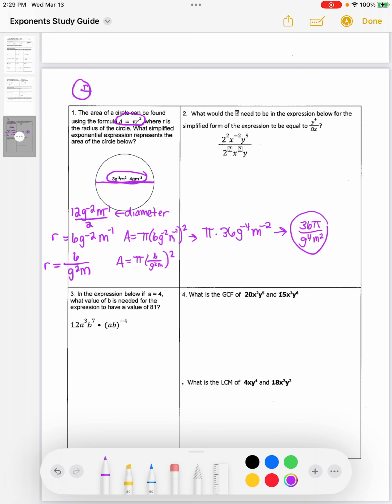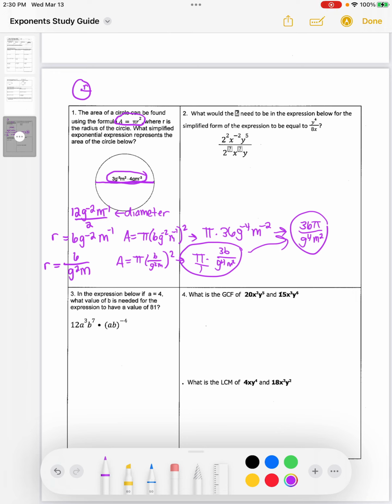Using the other expression, we could take this fraction and still use the power rule, and we would get pi times 36 in the numerator, since 6 squared is 36, and then when we use the power rule in the denominator, g to the fourth, m to the second. And this expression here, pi times that, is the same thing as this, because we can just push the pi up in the numerator next to the 36. So either way, you should get 36 over g to the fourth, m to the second times pi, or 36 pi over g to the fourth, m to the second.